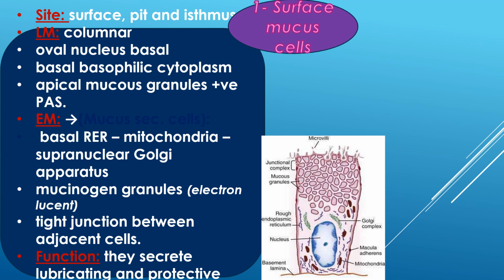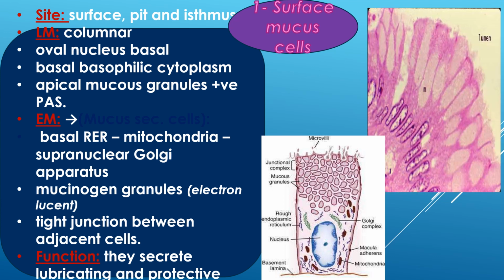So the first type of mucus cell is called the surface mucus cell. Can you guess where to find it? It will be on the surface and in the first two parts of the fundic gland, which are the pit and the isthmus. By light microscope, it is a columnar cell containing secretory granules. Here, this is the surface mucus cell.